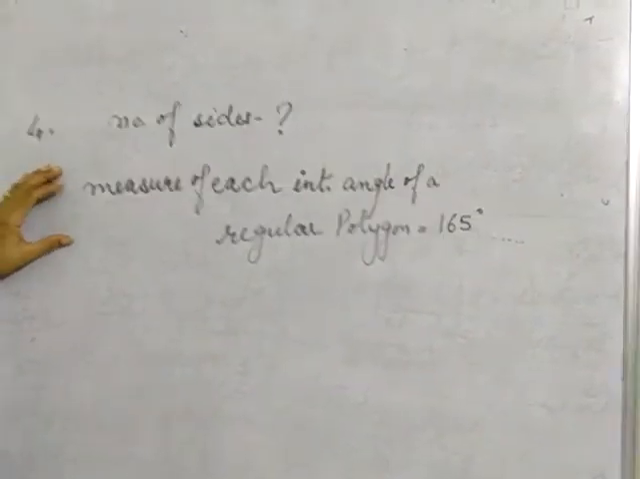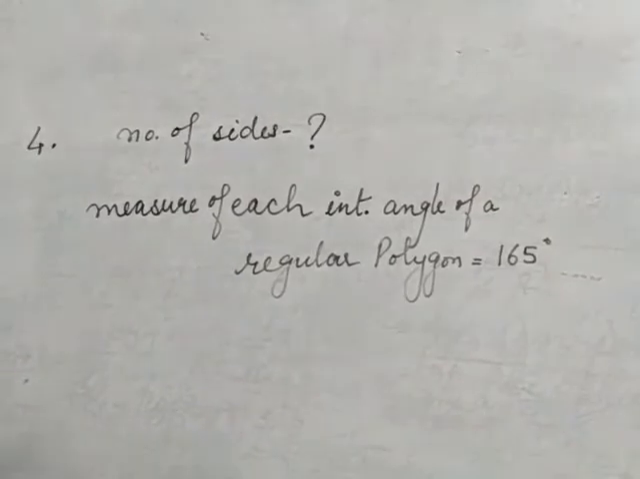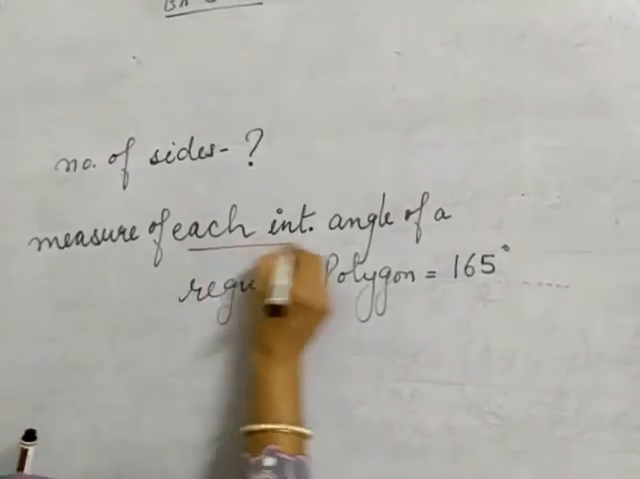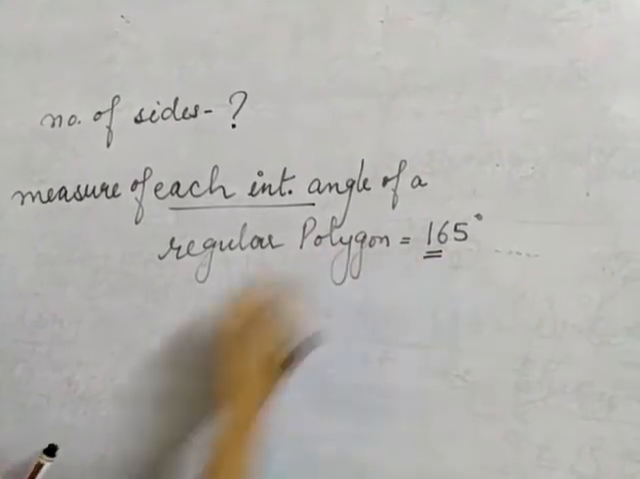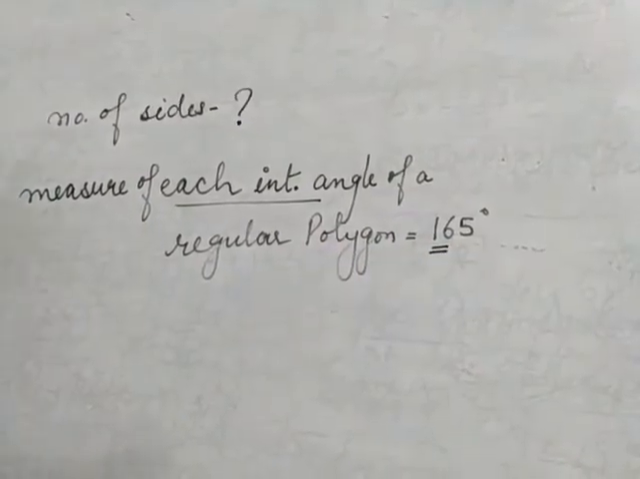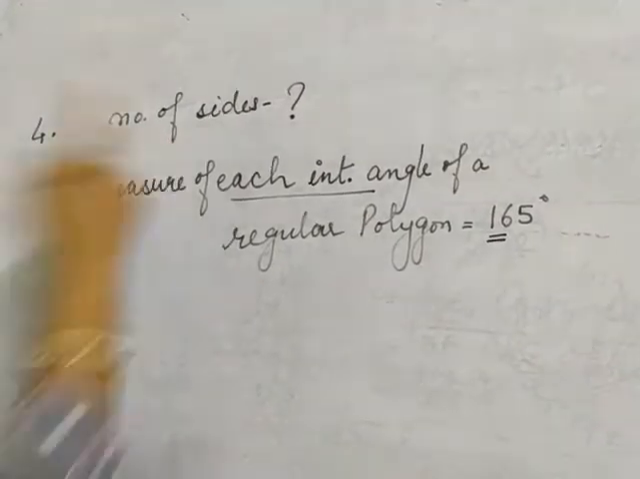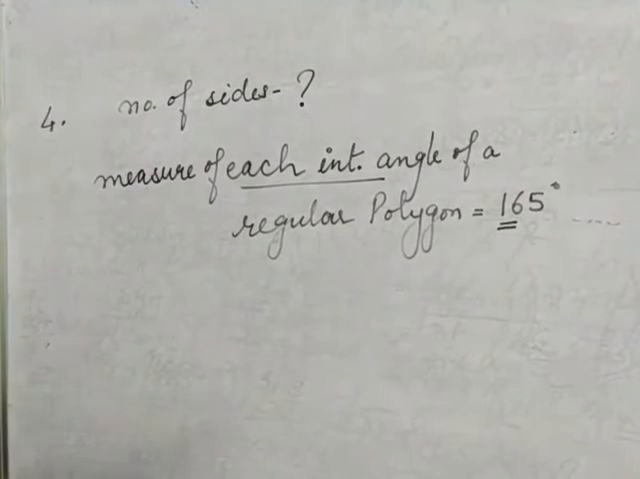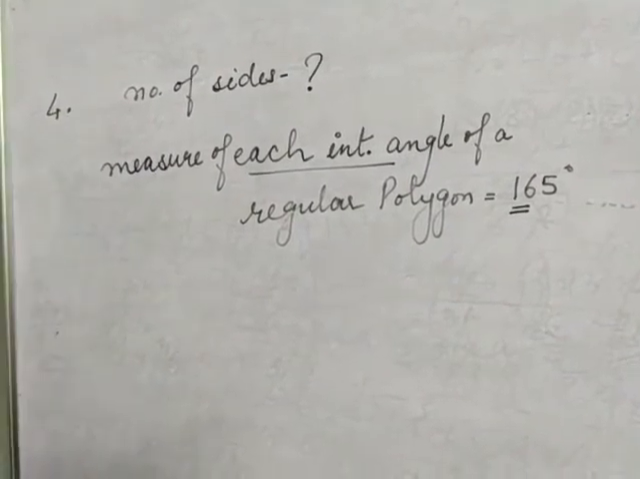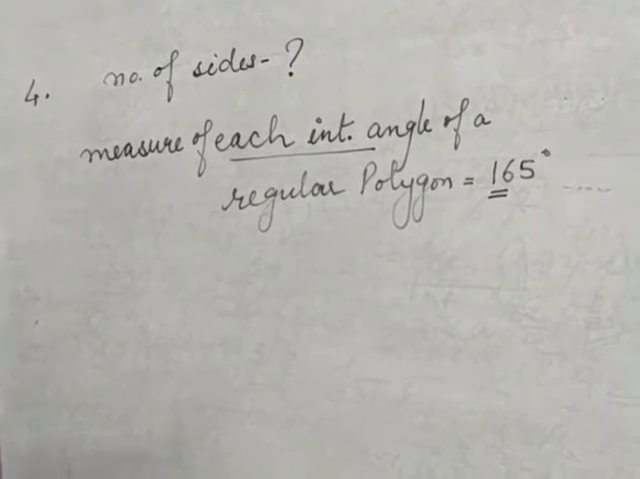In question number 4, you are given that the measure of each interior angle of a regular polygon is 165 degree and the number of sides is asked. Now the formula we had for number of sides, what did we need in it? I needed the measure of each exterior angle, but the exterior angle is not given to you, it's the interior angle. Now I am taking an example to make it clear.